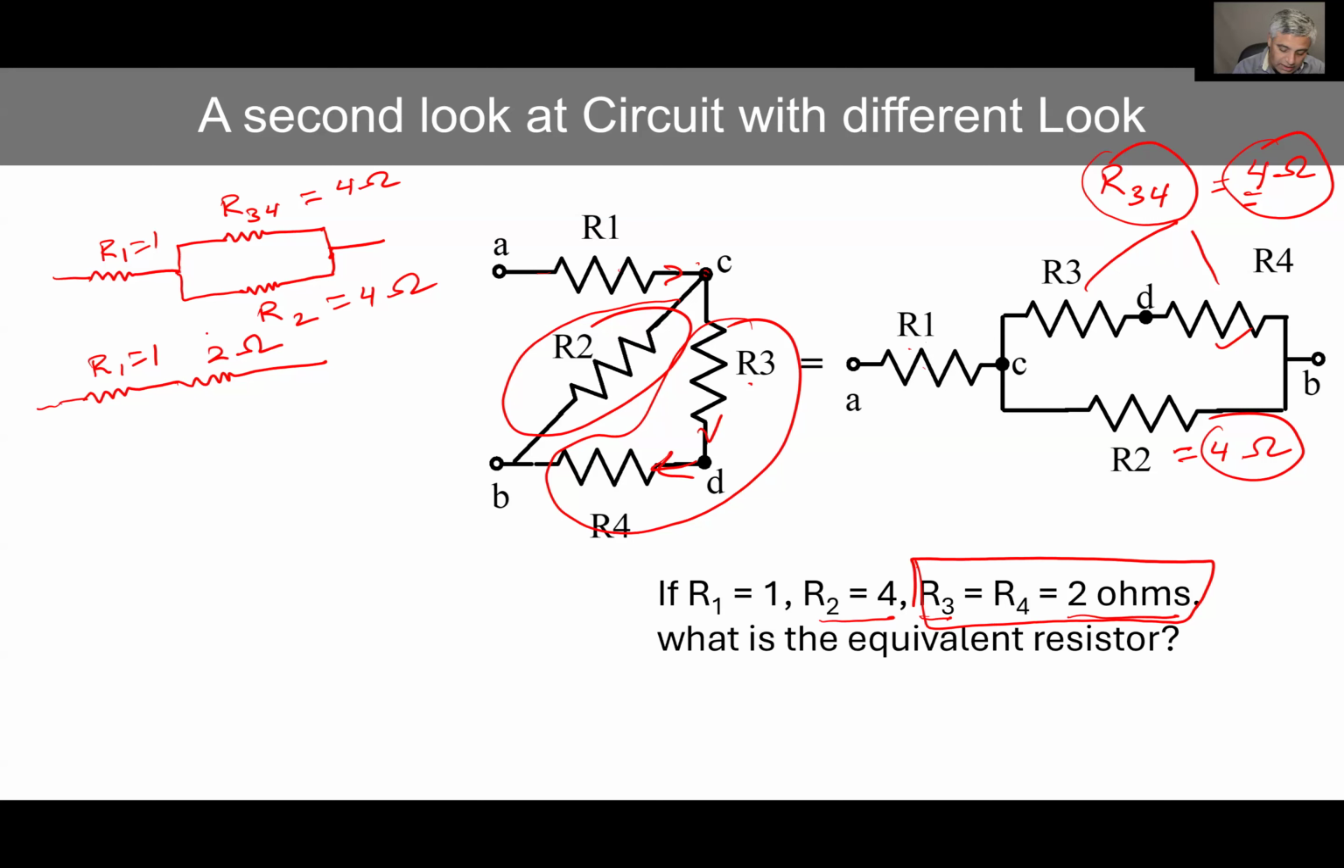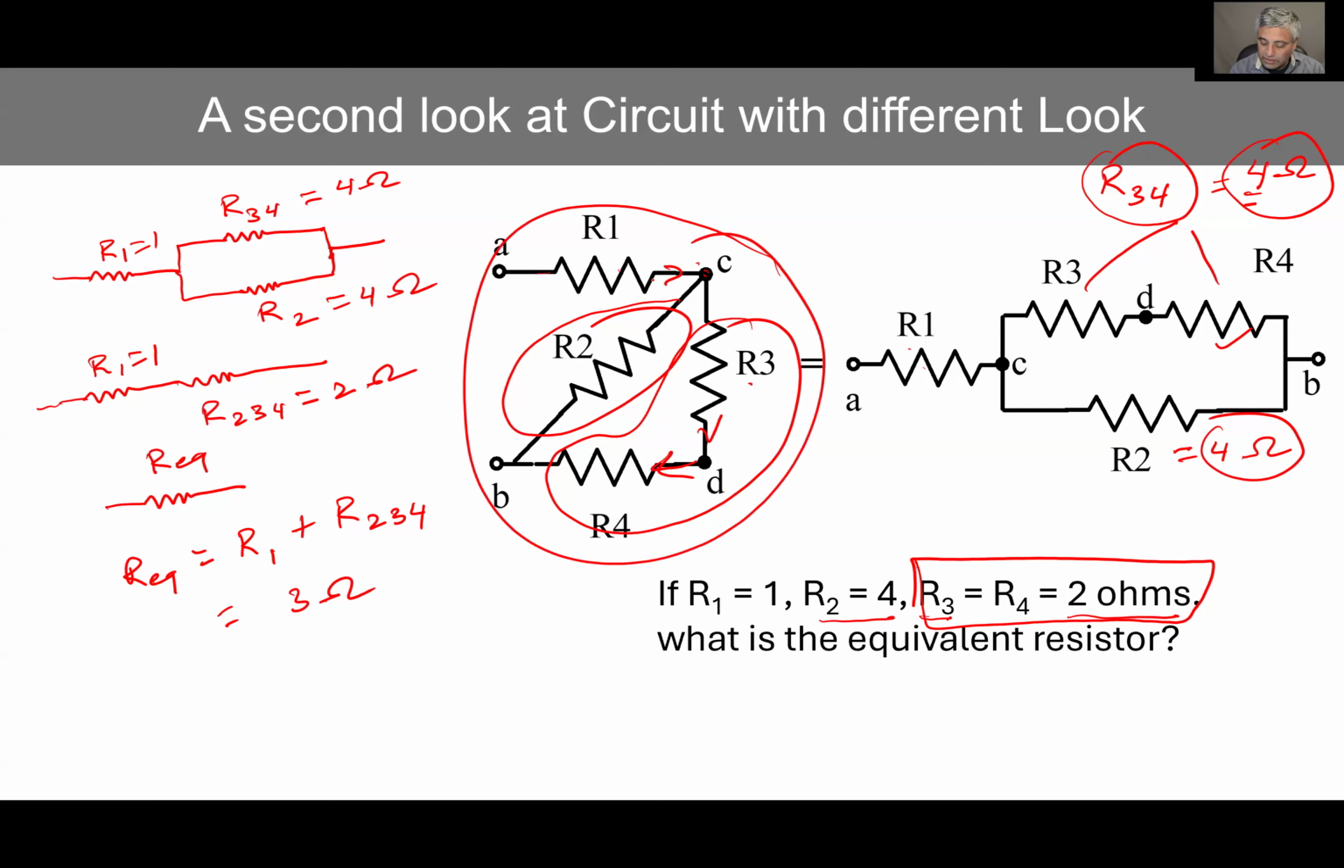Now these two are in series. Say this 2 ohm is R234. And the sum of these two is going to be 3 ohm. So finally we have our equivalent, which is the sum of R1 and R234, and that gives us 3 ohm. So sometimes things may look funky, but if we can rearrange them by seeing what's going on, that's going to look familiar.